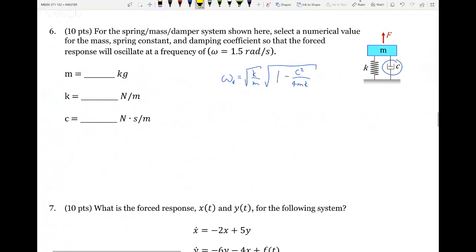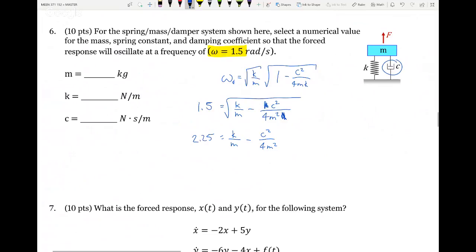So we're given that this frequency is going to be 1.5, so let's set that up. Now I'm going to bring this k over m underneath the same square root. That's now the square root of k over m minus k c squared over 4 m squared k. We see that these k's will cancel out, and that simplifies it. Let's go ahead and square this. So this is now 2.25 equals k over m minus c squared over 4 m squared.